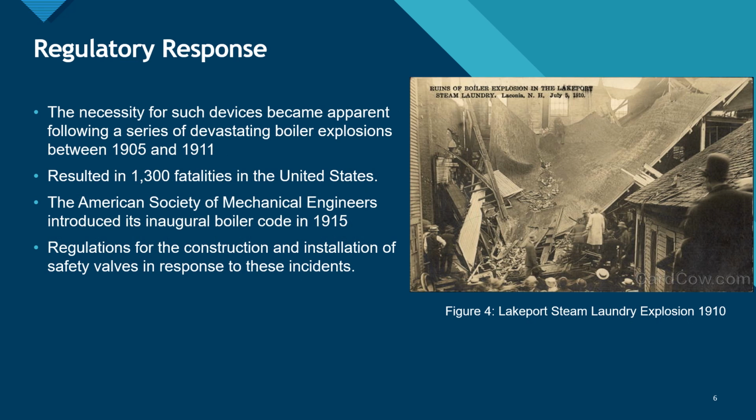Later on down the road, the necessity for such devices became apparent following a series of devastating boiler explosions between 1905 and 1911. This resulted in 1,300 fatalities in the United States alone. From here, the American Society of Engineers introduced its inaugural boiler code in 1915. This code included regulations for the construction and installation of safety valves in response to these incidents.